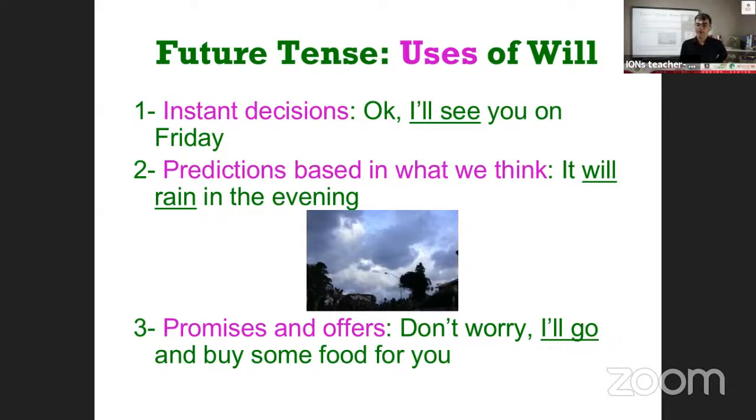But basically, you can call them instant decisions, predictions based on what we think. It'll rain in the evening. It will rain in the evening based on the clouds. You can see there's a few clouds there. I think it will rain this evening.